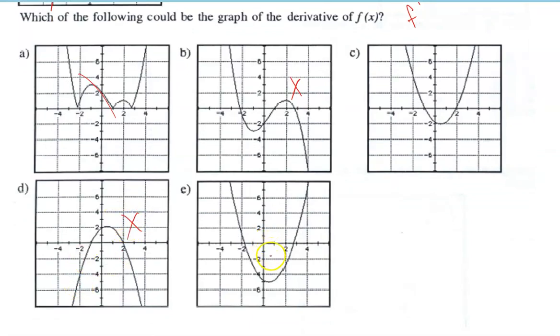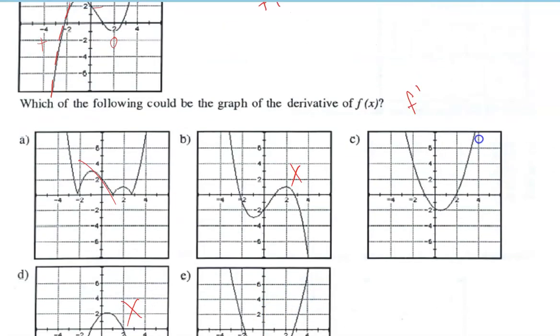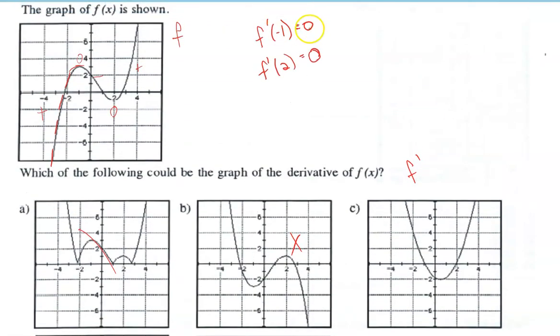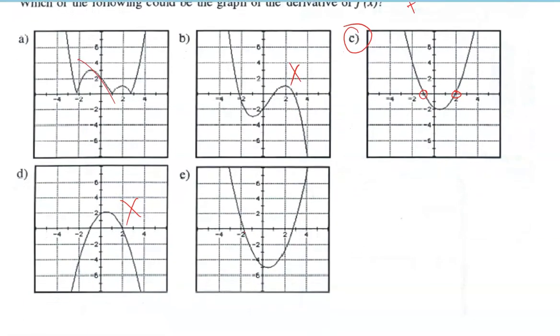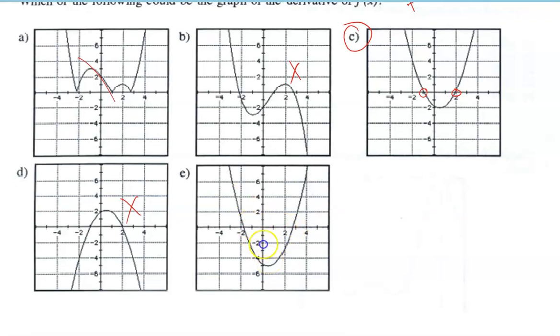This one also matches, so we need to consider the points. We said that f prime of -1 was 0, and f prime of 2 is 0, meaning these x-intercepts are what we're looking for. This one does have the right shape, but it's not in the right spot because this should be at -1, and this one should be over here at 2. So this one is dropped down a little bit too low. So C is our answer.